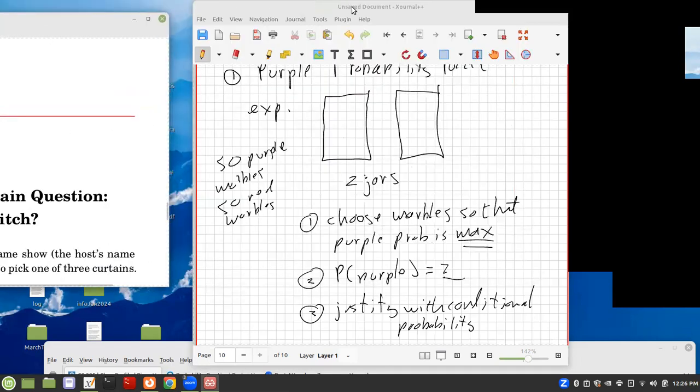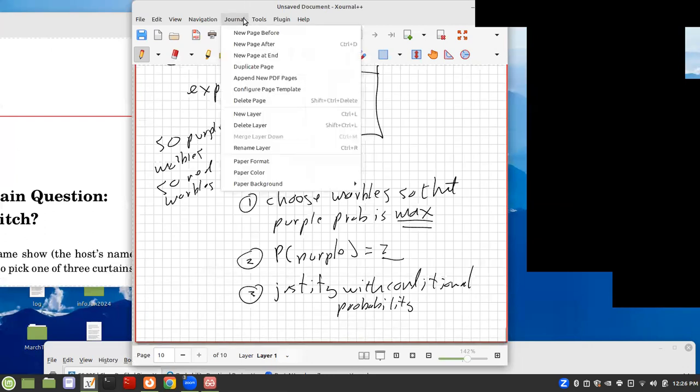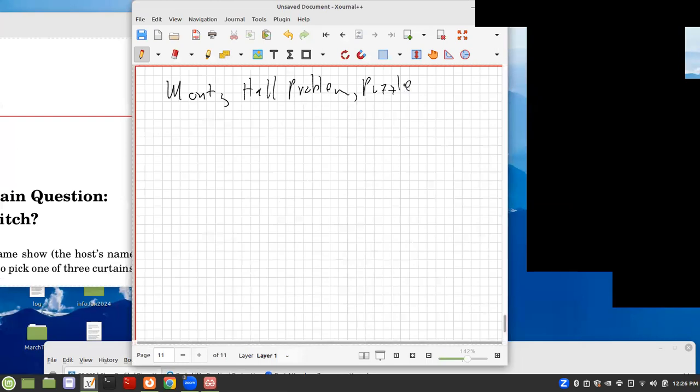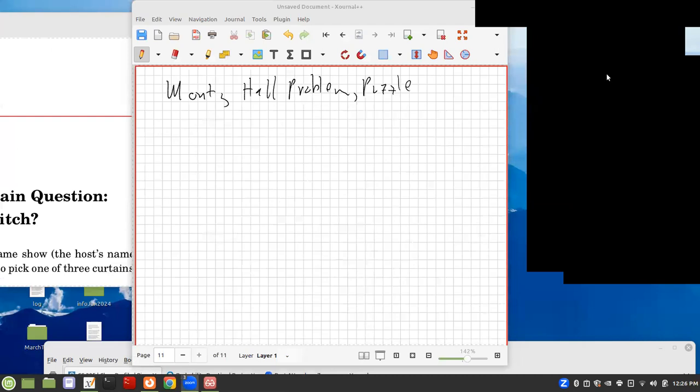The second one is the Monty Hall problem or puzzle. So this was based on a game show. The page is 288, at the end of the chapter. These are the two projects at the end of this chapter. So what is the Monty Hall?